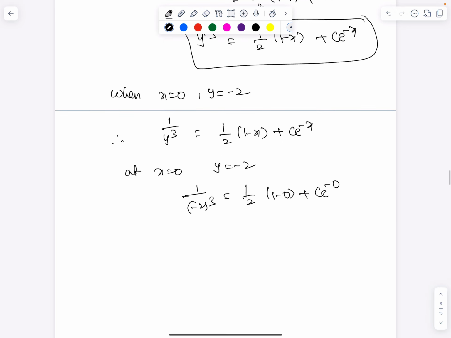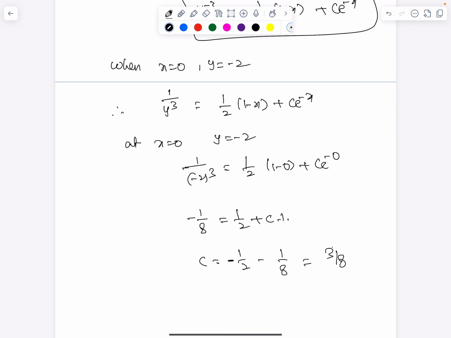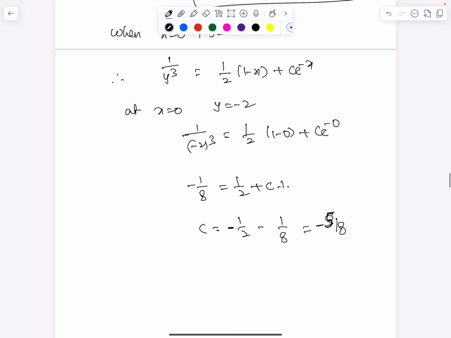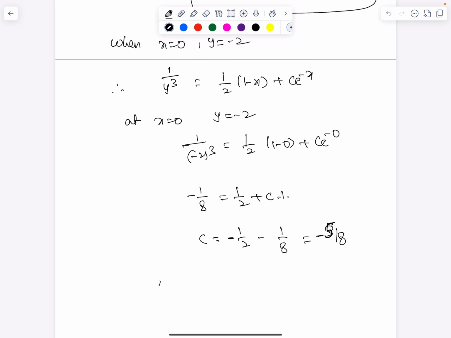That implies minus 1 by 8 is equal to 1 by 2 plus c, since e power 0 is 1. Therefore, c is equal to minus 1 by 8 minus 1 by 2, which is minus 5 by 8. Therefore 1 by y cube is equal to 1 by 2 into (1 minus x) minus 5 by 8 into e power minus x.